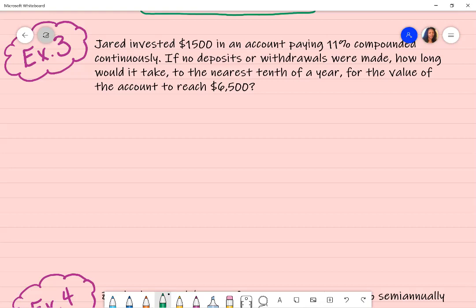So again, we're talking compounded continuously. There's that word continuously. So we're going to use that PERT formula again. A equals P E raised to the RT. Now, what you should notice is that I'm finding different variables each time. I'm using the same formula, but I am not always finding A or P. So let's see what we got.